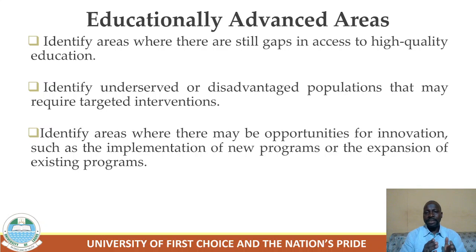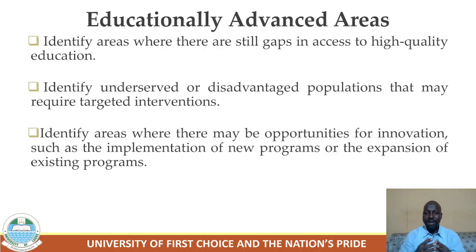So what I'm saying in essence is that even though Lagos State, as an example, is an educationally advanced state, there are still gaps. We still have some people that do not have access to high quality education. So we still need school mapping in this regard. Now, Lagos State is divided into different education districts, six in number. So there are some districts that are having access to high quality education. There are some districts that are having access to quality education.